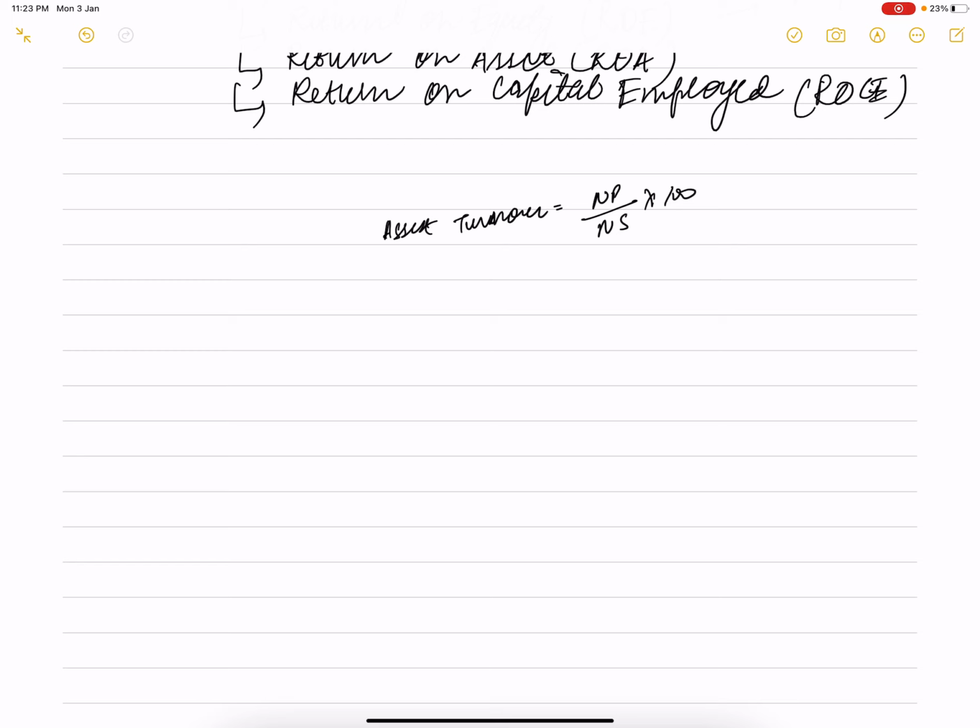This is nothing but the PAT model we looked at in the earlier video. Now coming to asset turnover, as I said, it is an efficiency ratio that indicates how efficiently the company is using its assets to generate revenue. The higher the ratio, the more efficiently the company is using its assets. A lower ratio would indicate a management or production problem. The resulting figure is expressed in number of times per year.